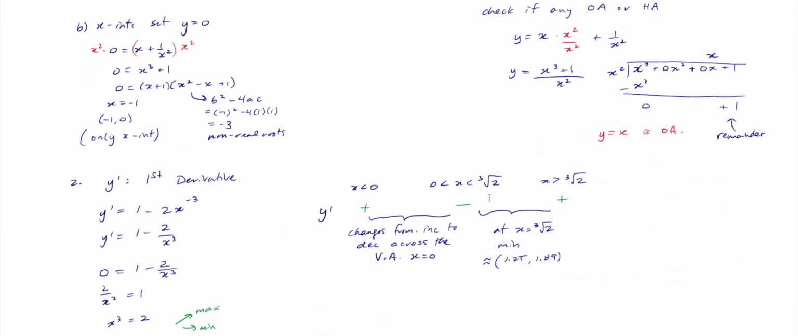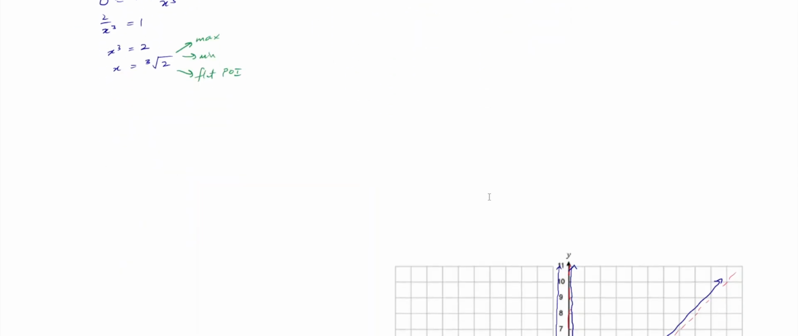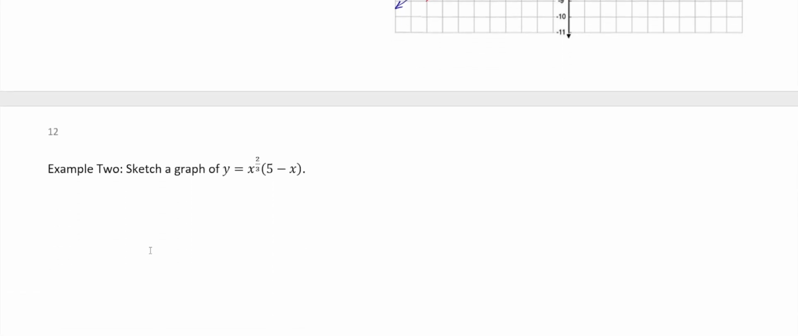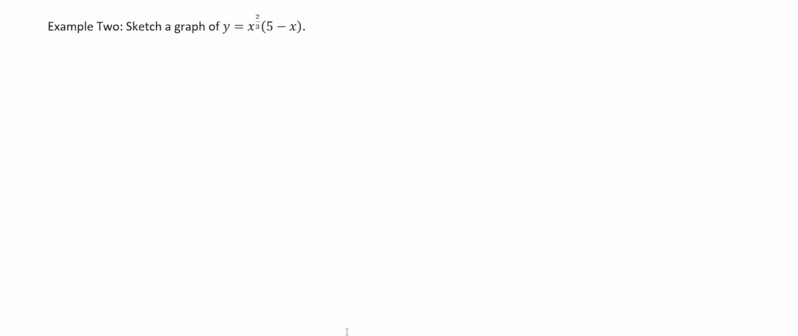You'll see, though, that we stopped at doing the first derivative. Often you'll have to go and do the second derivative to find points of inflection. So let's take a look at the next example right here. The next example says, sketch a graph of this right here, x to the power of 2 over 3, bracket 5 minus x. We see that this is going to be a continuous function. So the first thing that I had to do is find my VAs, and there's going to be no vertical asymptotes.